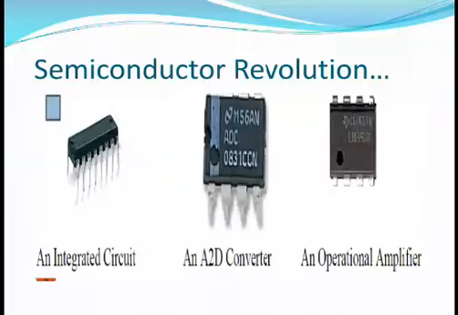We can see examples of devices which are miniaturized, that is small in size, in the semiconductor revolution. An integrated circuit, first one. Second one, an A to D, that is an analog to digital converter. Third one is an op amp, that is operational amplifier. So these are the small devices we started using soon after the semiconductor revolution.